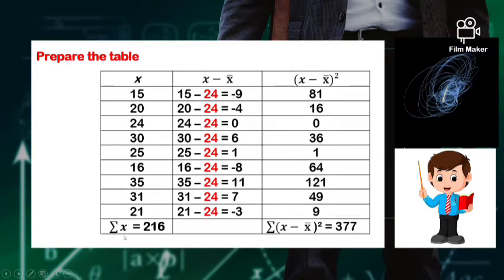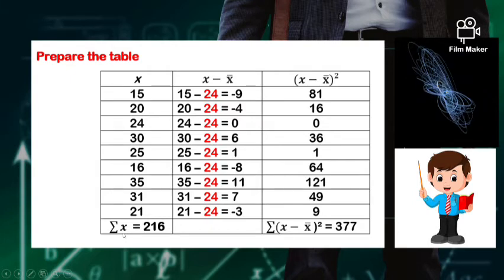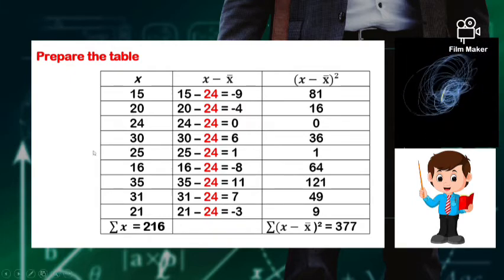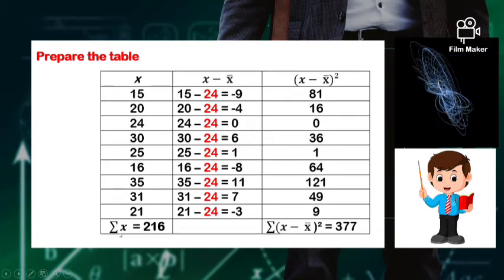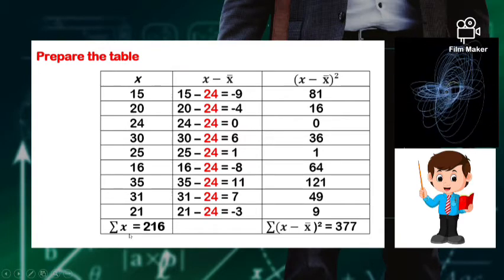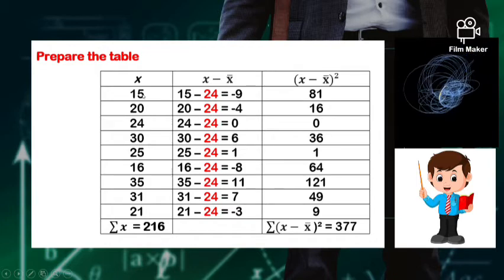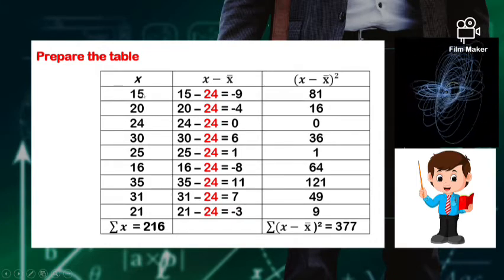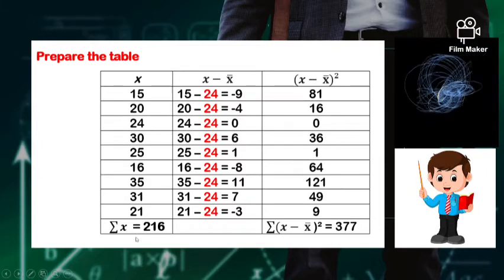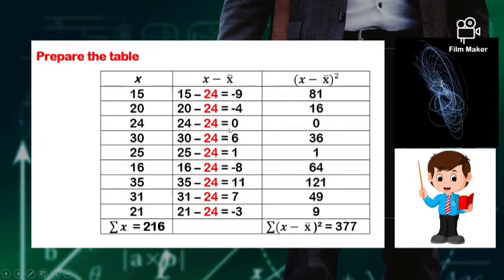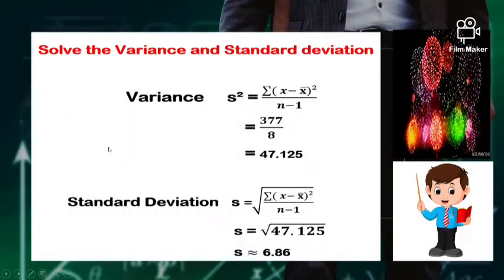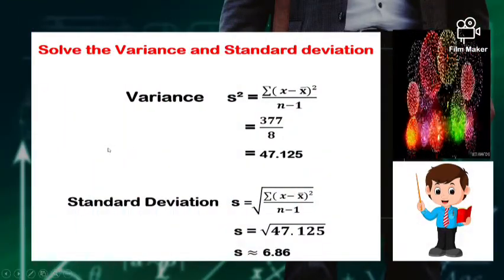Let's look into also the sum of x here, because it's important, as we are going to use this in our formula. The sum of x, or the sum of scores, is equal to 216. You simply add all the scores in this column, and that's equal to 216. Now your table is complete. You are now ready to compute or solve the variance and standard deviation.